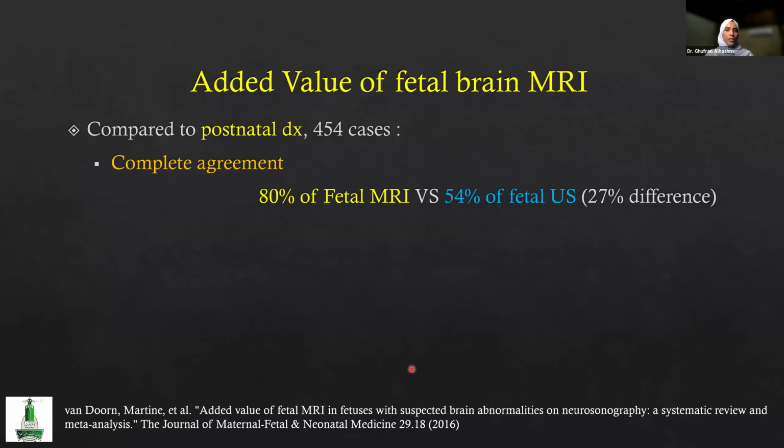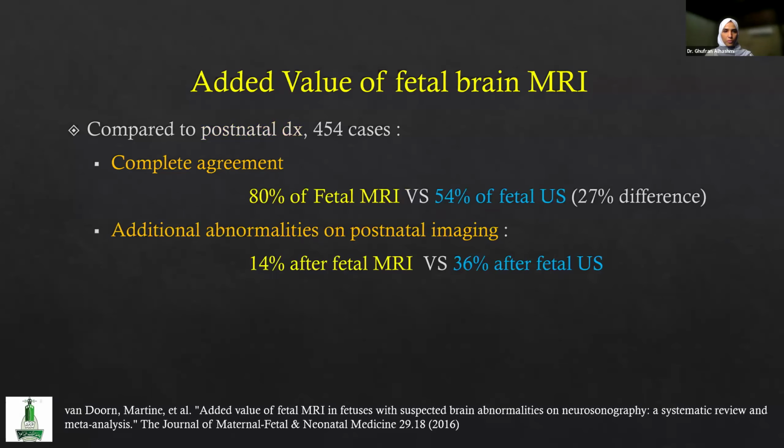When comparing ultrasound and fetal MRI to postnatal diagnosis, there was complete agreement between the fetal MRI and the postnatal diagnosis in 80% of cases, compared to only 50% of cases of fetal ultrasound. And additional abnormalities were found on postnatal imaging in only 14% of cases after fetal MRI, compared to 36% of cases after fetal ultrasound.